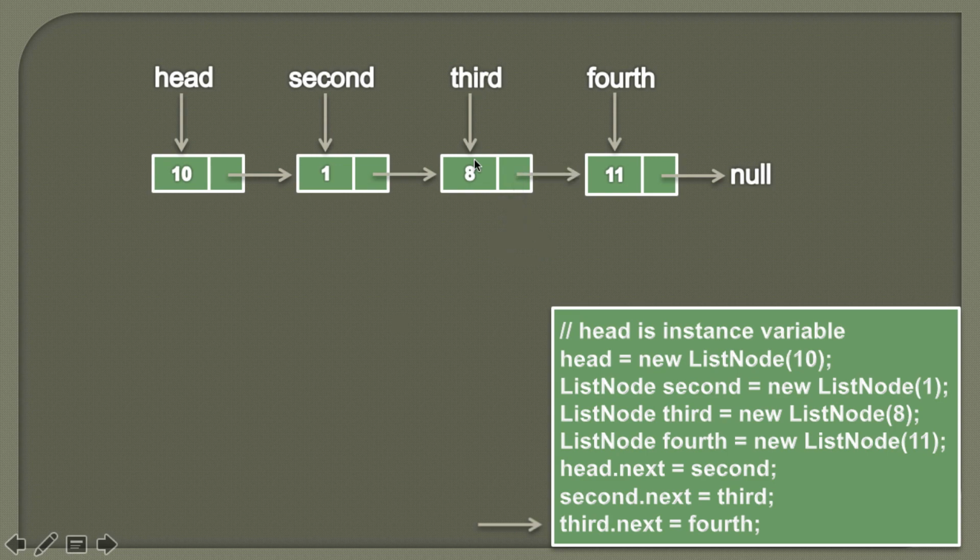So now finally the third node is pointing to node 4. So friends, when the method ends, all these three nodes go away, and as head is the instance variable of the singly linked list, it is holding this complete list together.